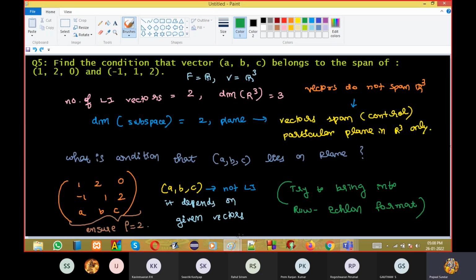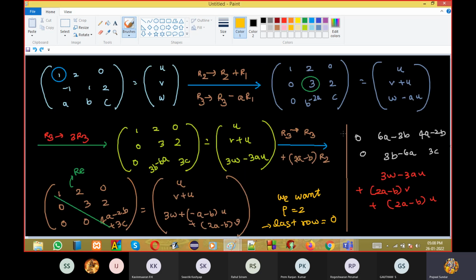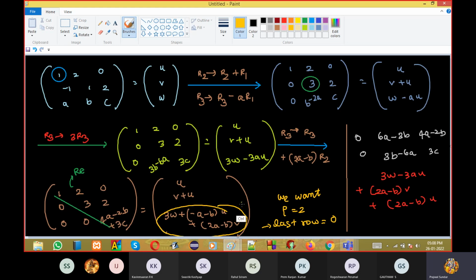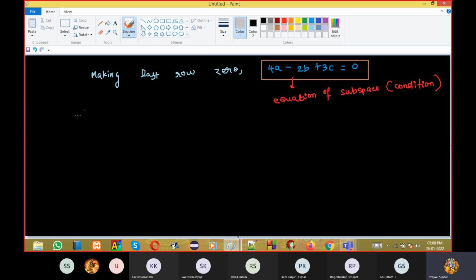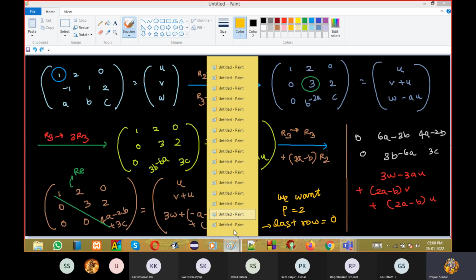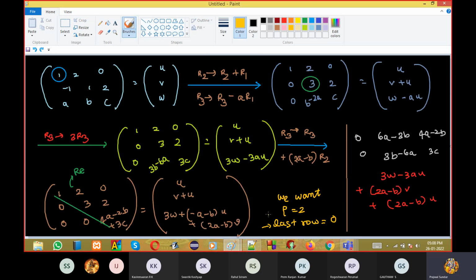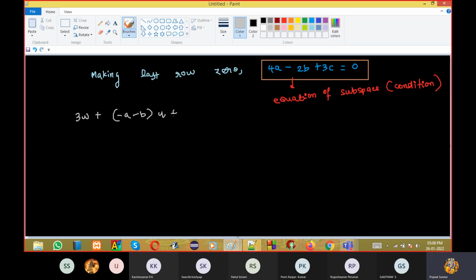Any doubt in this? This whole question is a very good question. It's a very standard question. Can you understand this? Please tell me. And one more thing, this also should be 0, correct? Because this is the 0 vector. So I can say 3w plus minus a minus b times u plus 2a minus b times v should be 0. Meaning I can write 3w as a plus b times u plus b minus 2a times v.